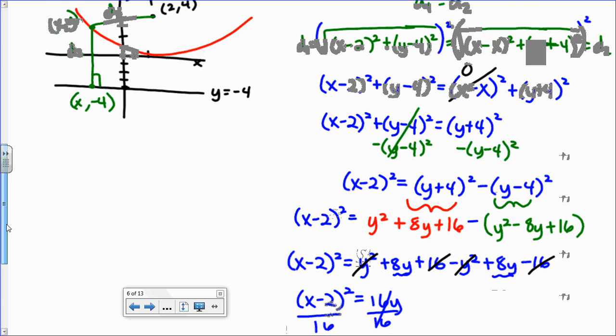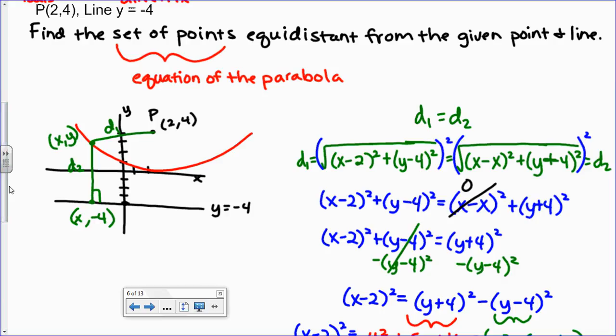So I had to use the definition of a parabola to help me get this set up, which told me that those two distances had to be equal. I picked any random point. I could have picked a point over here. I could have picked a point right here. So it just has to be between P and L.